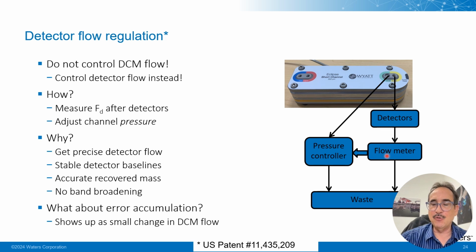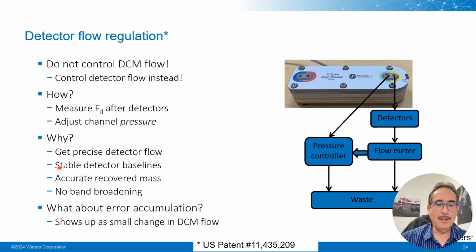So we have this hybrid control scheme of we measure the flow, we set the channel pressure, increasing the channel pressure until we get the flow that we want, and then we hold it constant. And then the sample goes through to waste. This alleviates that problem of not knowing what the detector flow is because we're controlling it directly. So we get precise detector flow.